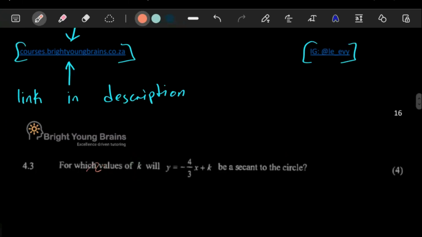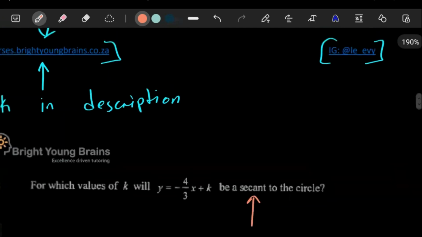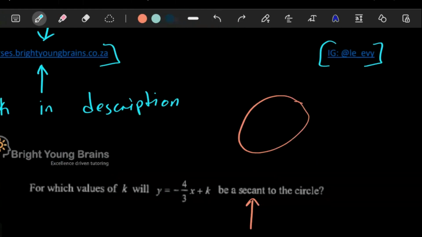4.3 says, for which values of k is this equation going to be a secant to the circle? So you see, this is where your theory comes into play, because you want to remember that a secant is a line that basically cuts through the circle from one side coming through the other. So it's going to be something like that. So when they're talking about for which values of k will this line be a secant to the circle?